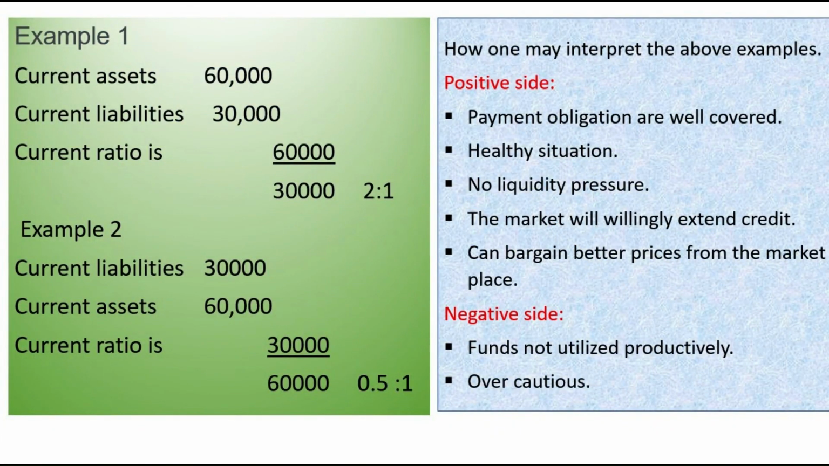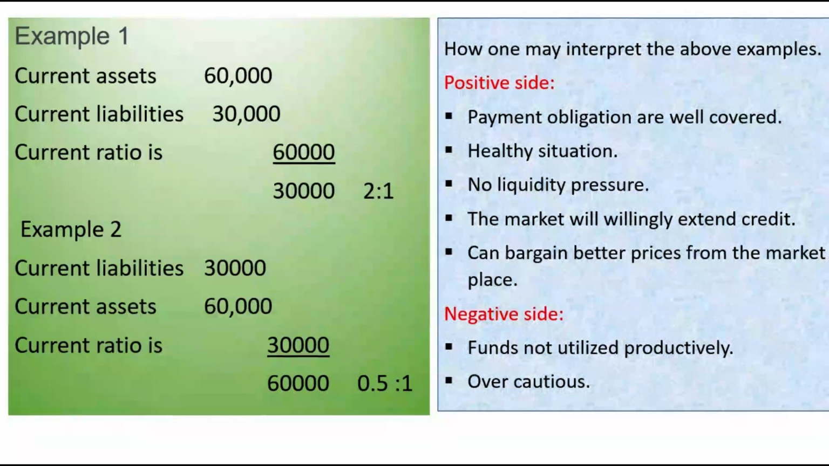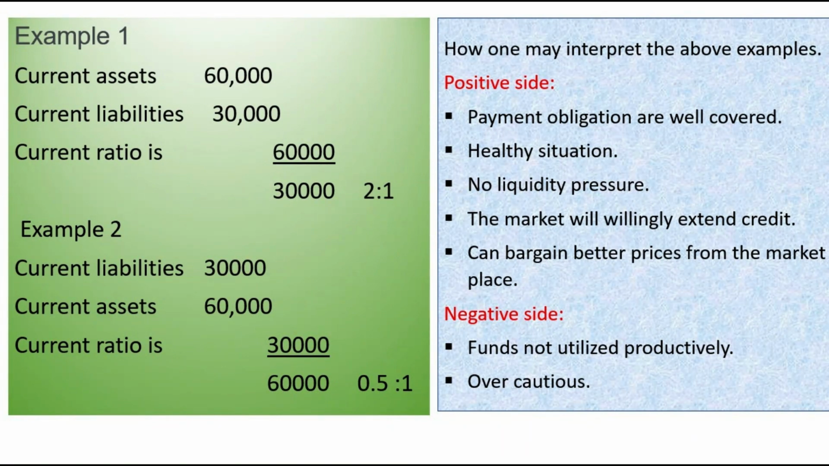Example 1. Current assets 60,000. Current liabilities 30,000. Current ratio is 60,000 divided by 30,000, 2 to 1. Example 2. Current liabilities 30,000. Current assets 60,000. Current ratio is 30,000 divided by 60,000, .5 is to 1. What do we understand from the above example? Yes. Current liabilities are covered 2 times by current assets.